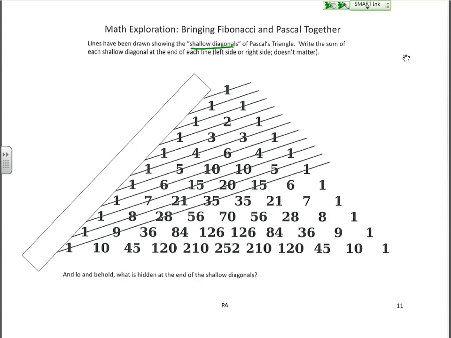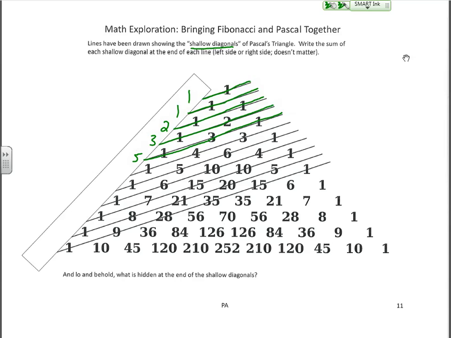And your job is to give the sum of each shallow diagonal. So you follow this first one here. It passes through a 1. The sum is just going to be 1. This one passes through a 1. The sum is 1. This one is 1 and 1, which gives us 2. This one is 2 and 1, which gives us 3. Here we have 1 plus 3 plus 1, which is 5, and so on and so forth.